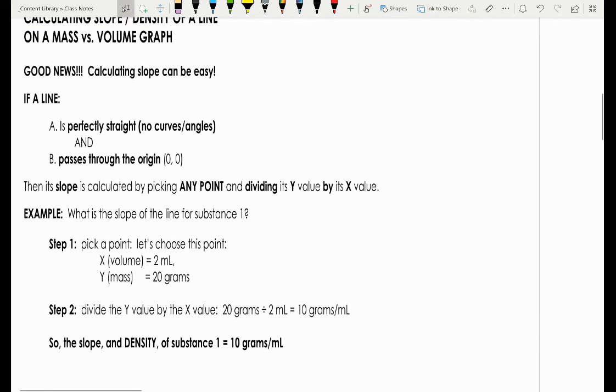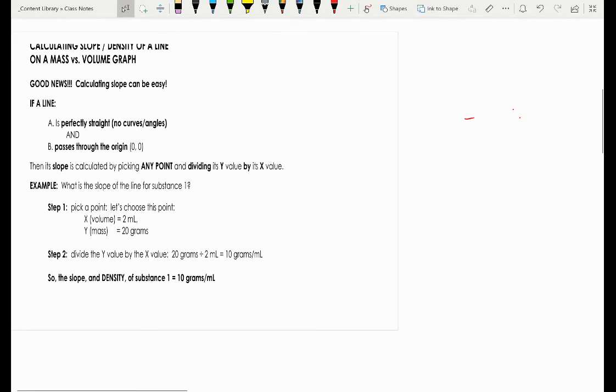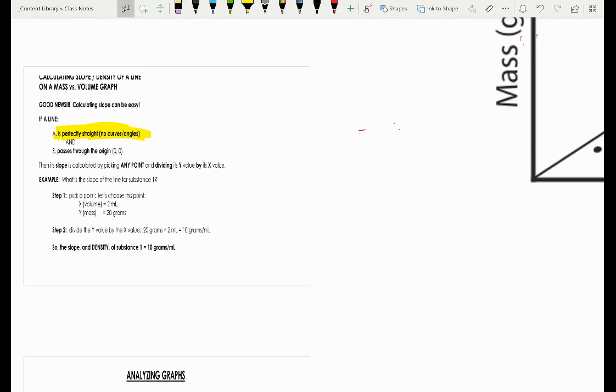All right. Now, we just stated why this is the case. It should be perfectly straight because the density doesn't change. So the curve of the line should not change. It should be one consistent slope throughout if you're properly measuring density. Now, here's another one that's important that you want to look for to see how good the data is. That it passes through the origin.